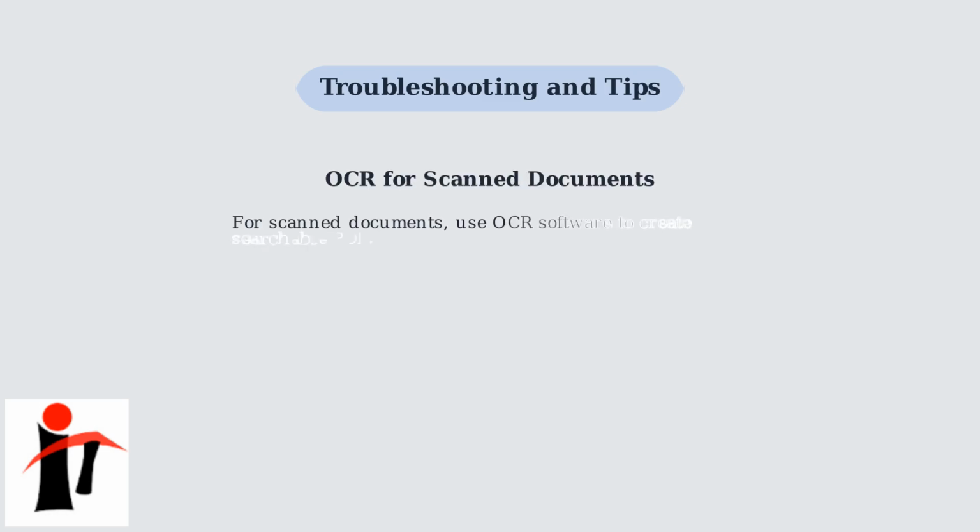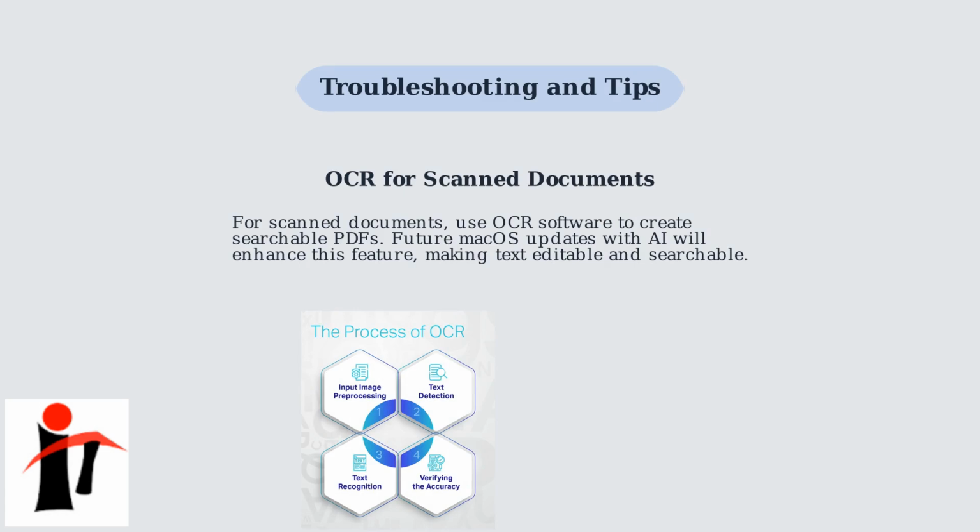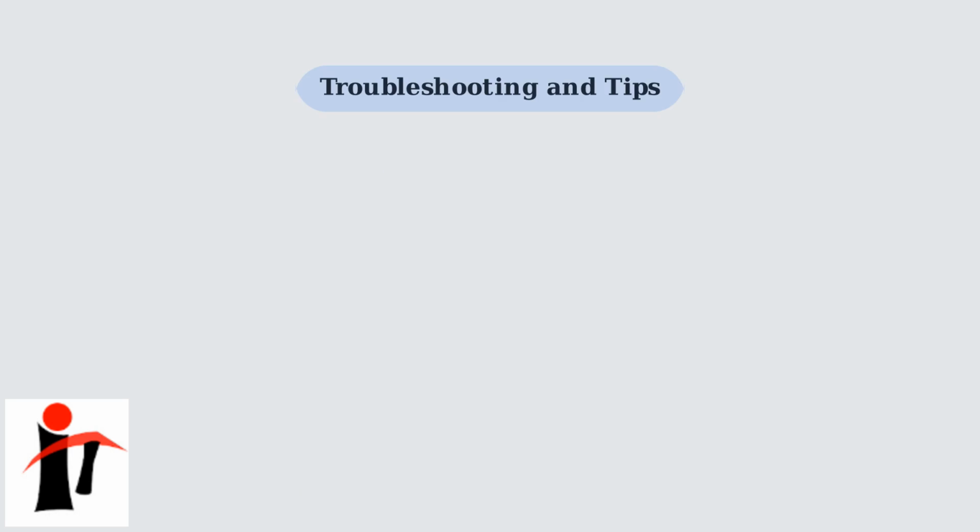When dealing with scanned documents, consider using optical character recognition software to create searchable PDFs. This allows you to search and edit the text within the PDF. Look forward to future AI updates in macOS that will improve OCR accuracy and automation. Following these troubleshooting tips should help you resolve most conversion issues and ensure high-quality PDF output from your images.